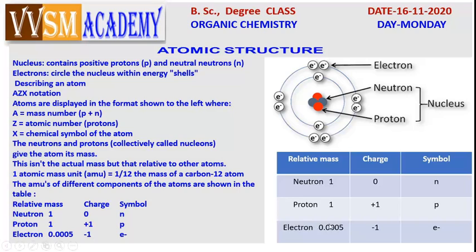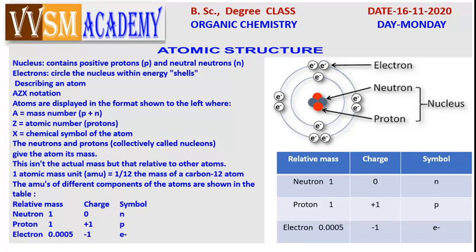The neutrons and protons, collectively called nucleons as I told you, give the atom its mass. This is not the actual mass but the mass relative to other atoms, that is the relative mass of an atom. One atomic mass unit, the abbreviation AMU, stands for atomic mass unit. That is equivalent to 1/12th of the mass of the carbon-12 atom. The carbon atom is the reference, that is the standard one.